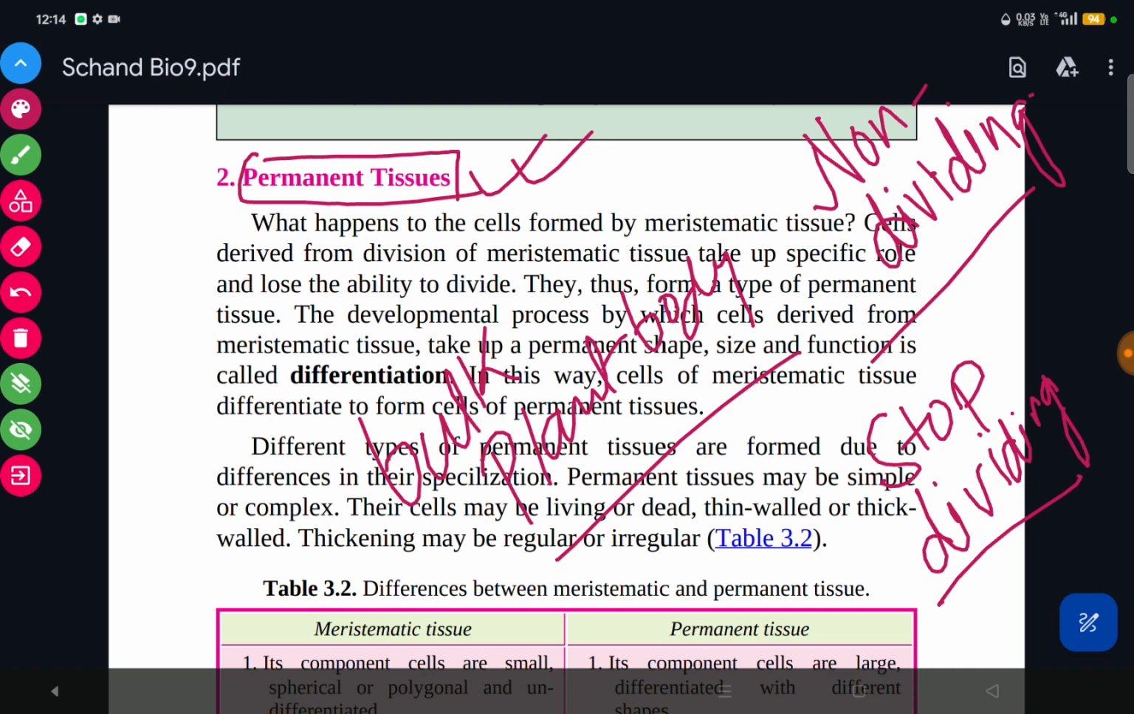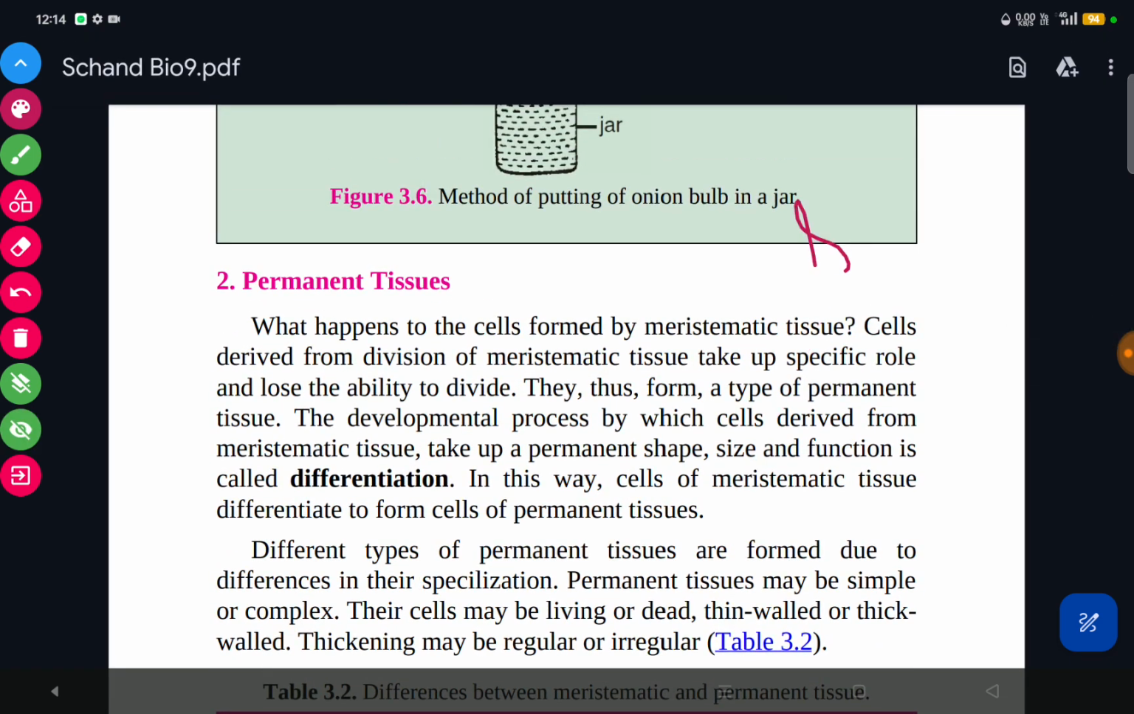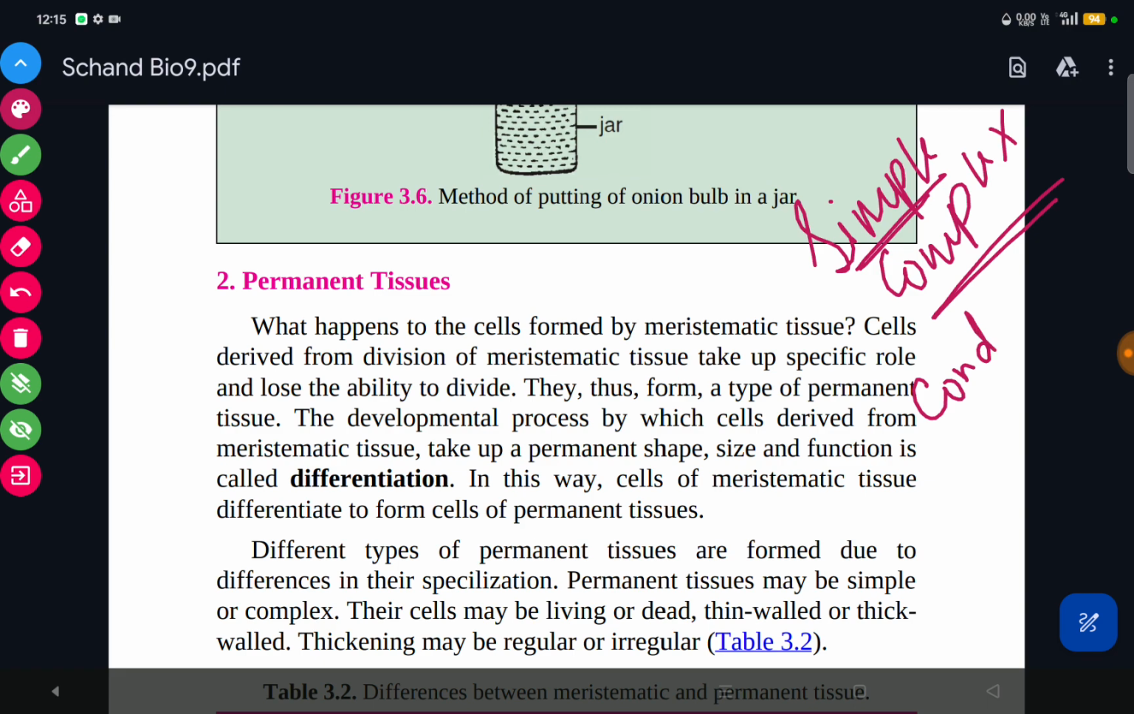So a permanent tissue is a group of cells in which growth has either stopped completely or for the time being. These permanent tissues can be broadly classified into simple permanent tissue and complex permanent tissue. The simple permanent tissue provides support and protection to the plant body, and the complex permanent tissue is responsible for the conduction of nutrients and water. So these are the functions of the simple and complex permanent tissue.